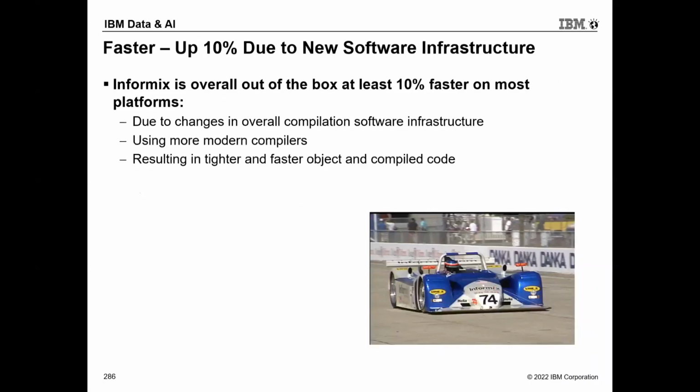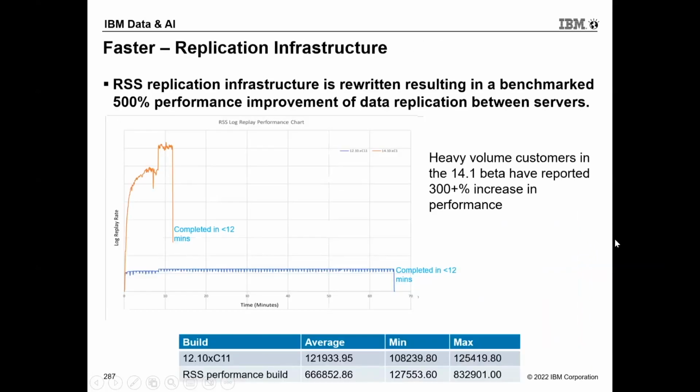Presently, Informix is 10% faster in FC1 compared to FC12 of version 12. It's at least 10% faster on most platforms due to changes in the overall compilation of the software infrastructure using more modern compilers, resulting in tighter and faster object and compiled code. Carlton mentioned this earlier. Here are the numbers that were done in that benchmark, just so you know. It's right down there at the bottom of the screen. Our biggest beta, as he mentioned earlier, had a major performance increase. It was 300% plus, and it's not marketing, that actually happened.